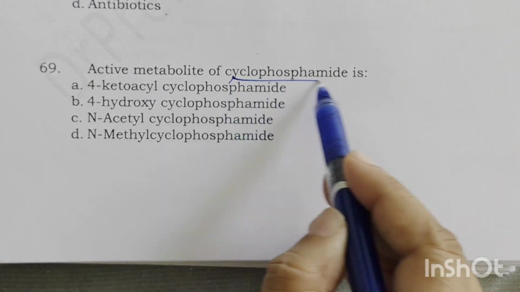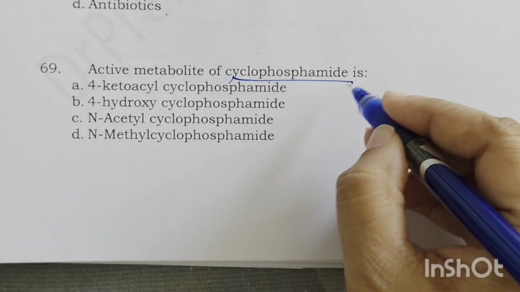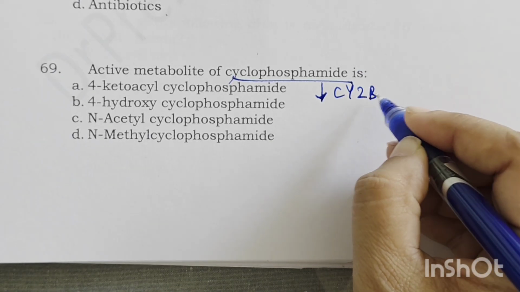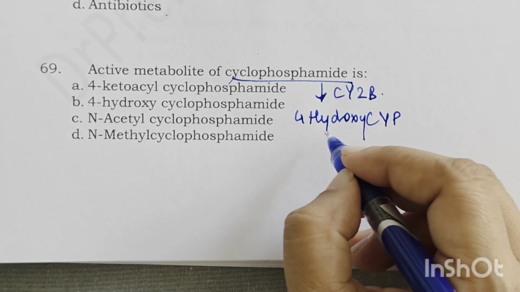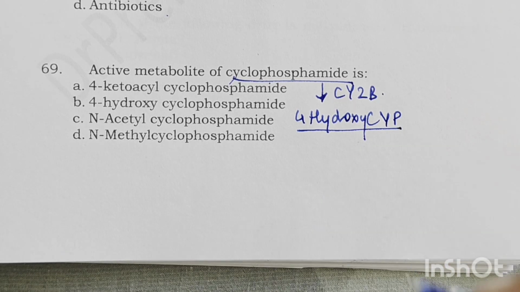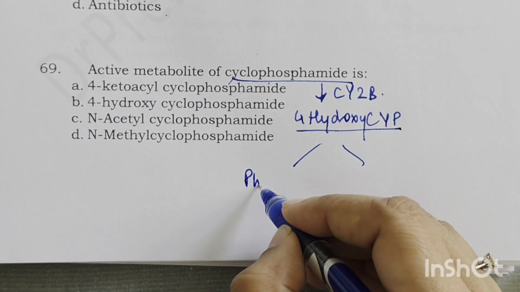Active metabolite of cyclophosphamide. Cyclophosphamide is an alkylating agent used in the treatment of various cancers. So cyclophosphamide is activated by the enzyme CYP2B to 4-hydroxycyclophosphamide. Okay. Now this 4-hydroxycyclophosphamide is the active metabolite. They are carried in the circulation to the tumor cells, where there is another metabolite, aldophosphamide, and this also cleaves, generating phosphoramide mustard and acrolein.